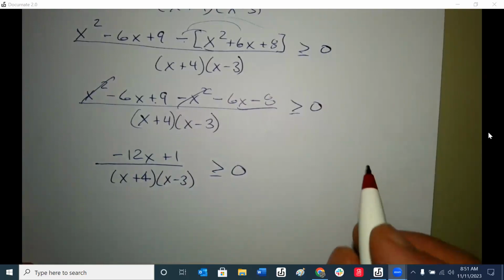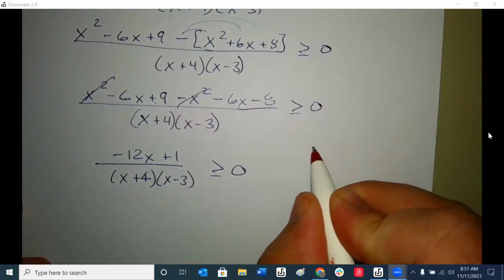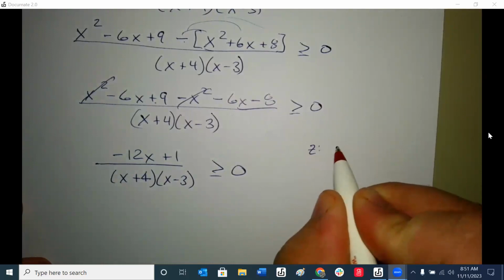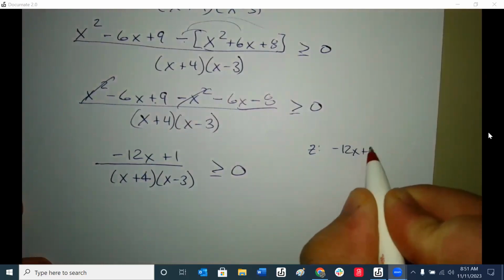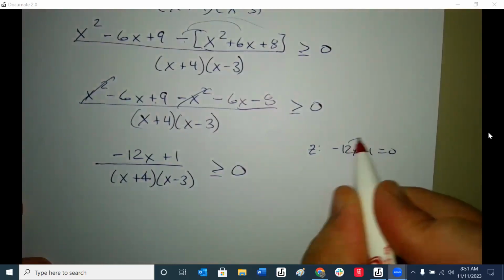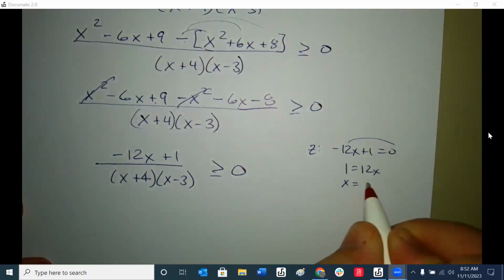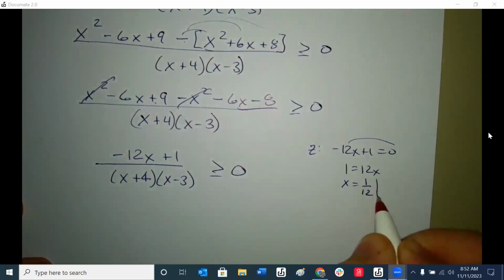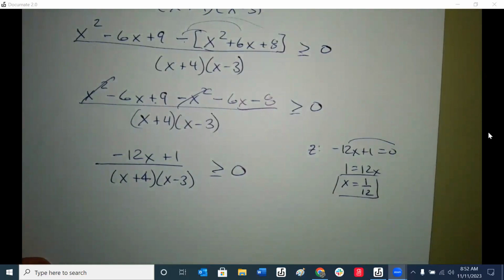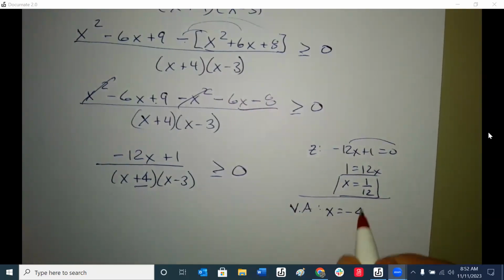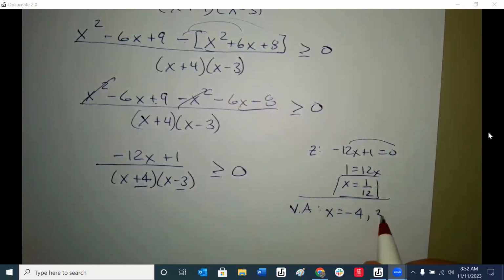So now we've got to find our critical values. Take the top, these are zeros. Negative 12x plus 1, set it equal to 0. 1 equals 12x. X equals 1 over 12. So that's my x-intercept. My vertical asymptotes are at x equals negative 4 and x equals positive 3.